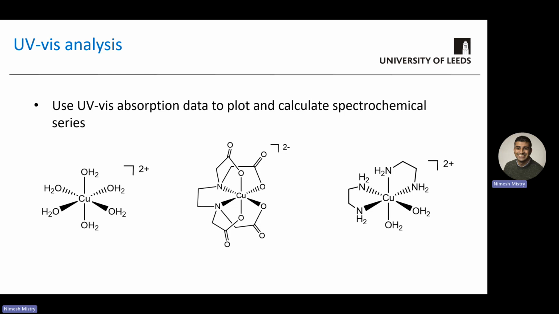absorption data. And this UV absorption data is linked to the electronic transition of the unpaired d electrons of copper, so a d to d transition, and that's related to the absorption that we see through the Beer-Lambert law, which you've learned elsewhere in your course.